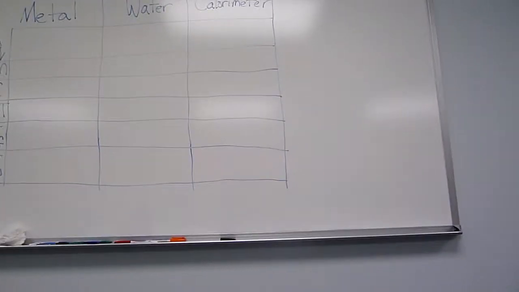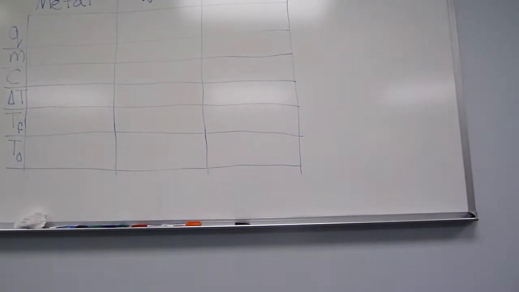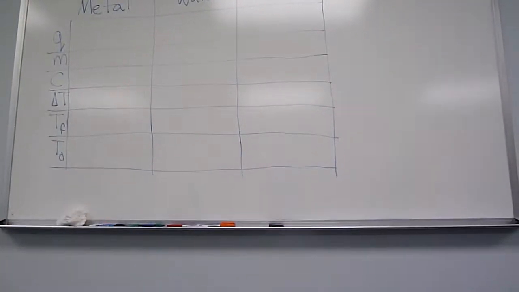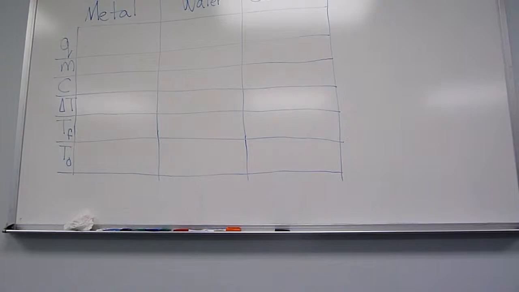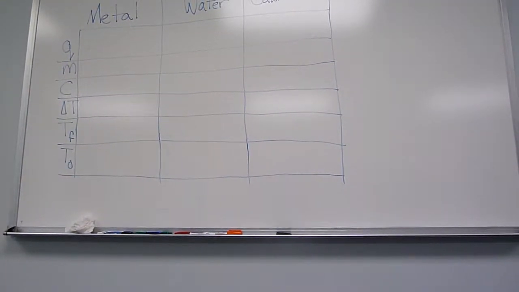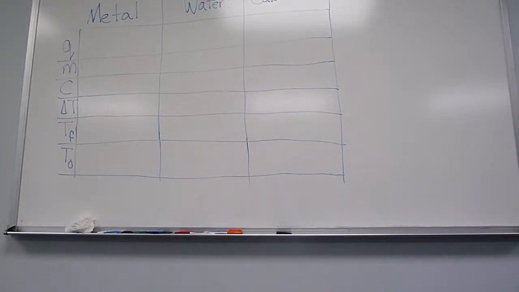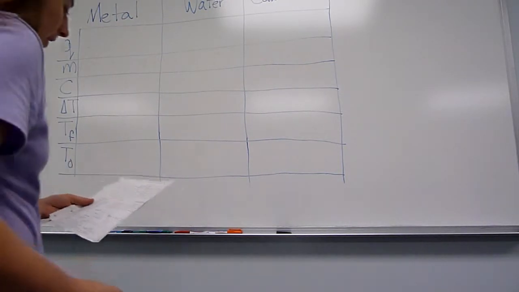When you're setting up a calorimetry problem such as this, you want to make sure that you make a chart for every problem. They're very complicated, so it's a lot easier if you use a chart to keep track of all your data. Just imagine metal, water, and the third column is calorimeter. So we're going to do the first calorimetry problem right now.